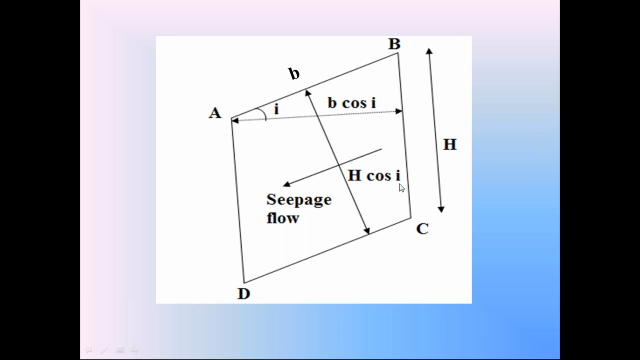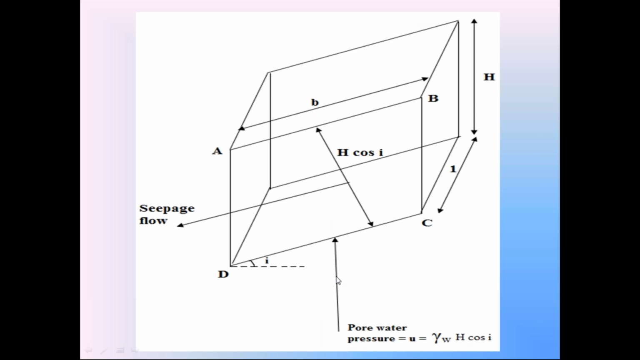That is the magnitude of pore water pressure acting at the bottom of this soil prism. So this soil prism, check this diagram everyone. This soil prism is under seepage flow condition. This seepage flow produces the pore water pressure on the soil prism. The pore water pressure acts vertically upward. The magnitude of that pore water pressure is equal to gamma W, unit weight of water, into the height of the soil prism perpendicular to direction of seepage flow, that is H cos I.